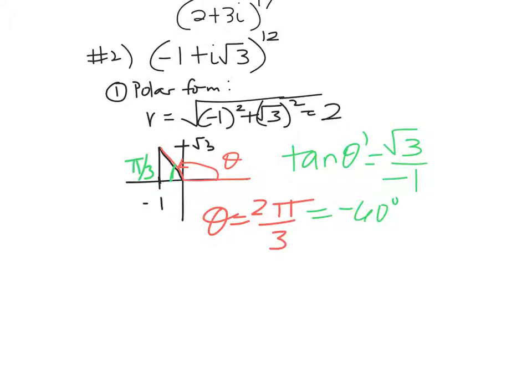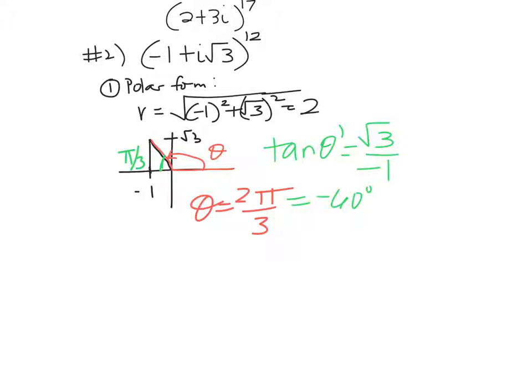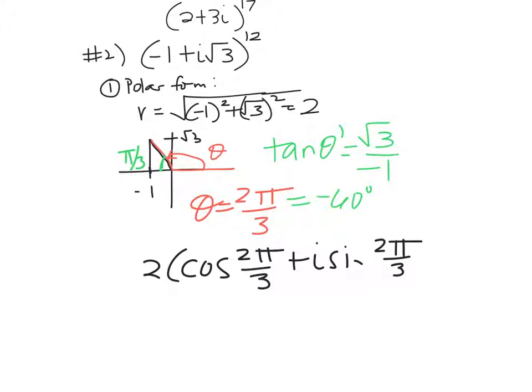Okay, so let's write this in its trig form really quickly. So the trig form of -1 plus i rad 3 would be, r was 2, cosine of 2 pi over 3 plus i sine of 2 pi over 3. Okay, that's just step 1. That's just getting your a plus bi into polar form. Now we need to take this. Here comes step 2. We need to take this whole thing and raise it to the 12th power.